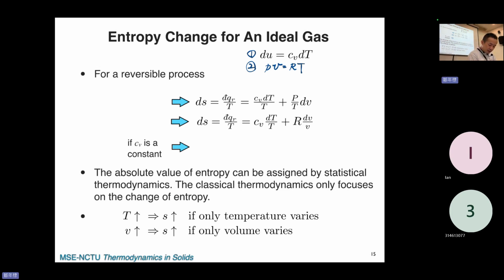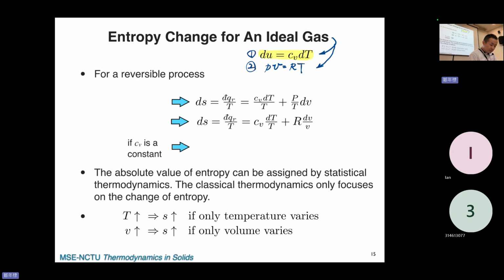So if we have the ideal gas assumption, we can introduce these two further conditions, and also dU equals Cv dT. Now, why do we yellow highlight? Because I mentioned that in the previous page. All right. Next.